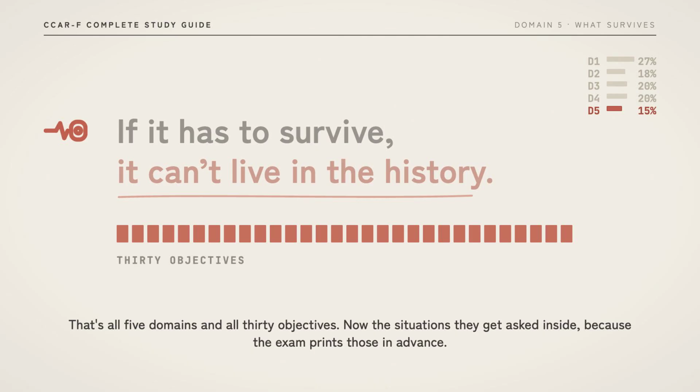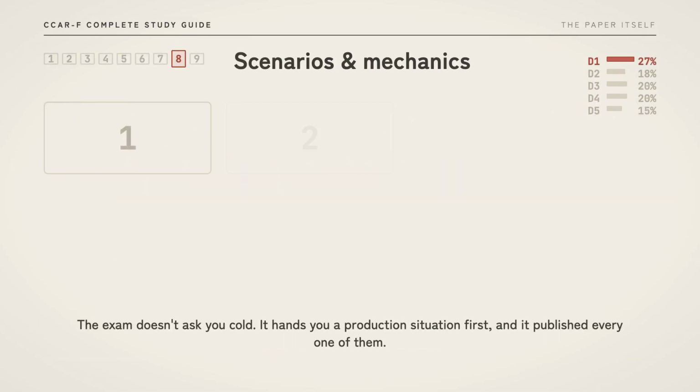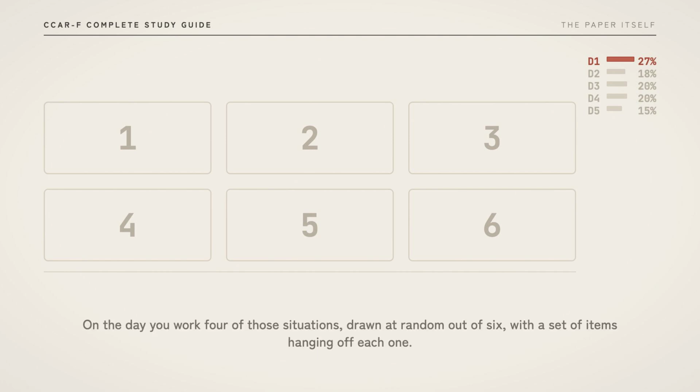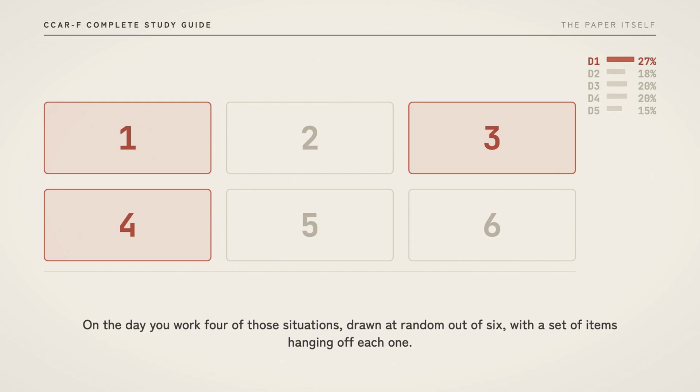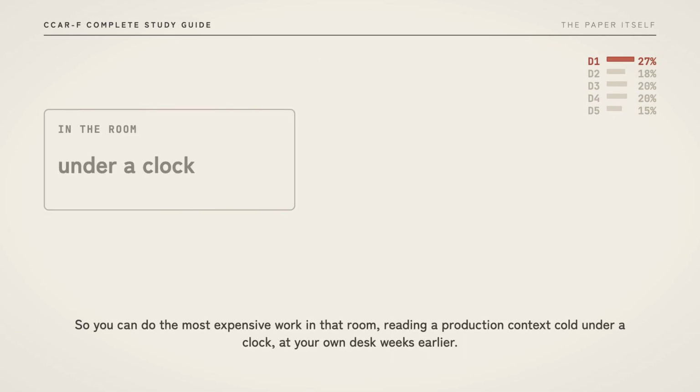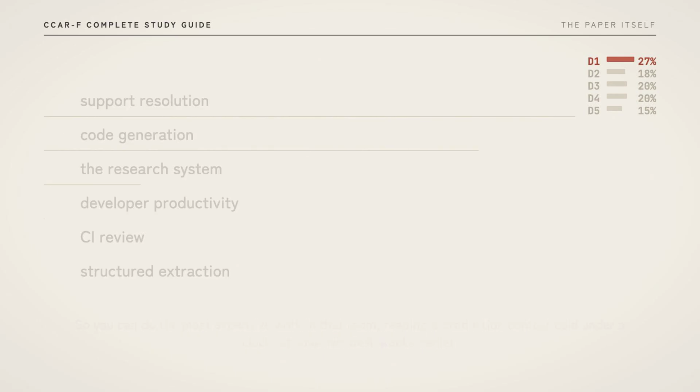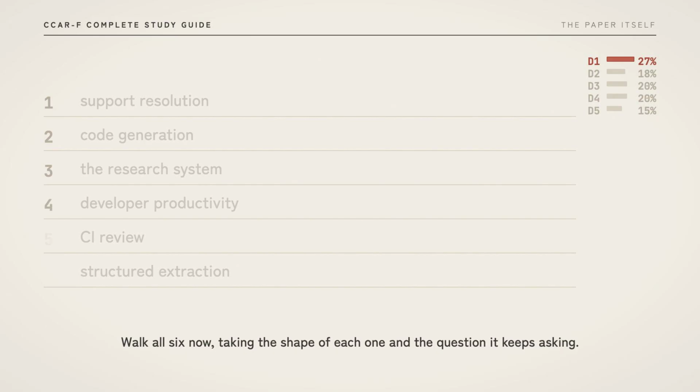Now, the situations they get asked inside, because the exam prints those in advance. The exam doesn't ask you cold, it hands you a production situation first, and it published every one of them. On the day you work, 4 of those situations drawn at random out of 6, with a set of items hanging off each one. So you can do the most expensive work in that room, reading a production context cold under a clock at your own desk weeks earlier. Walk all 6 now, taking the shape of each one and the question it keeps asking.